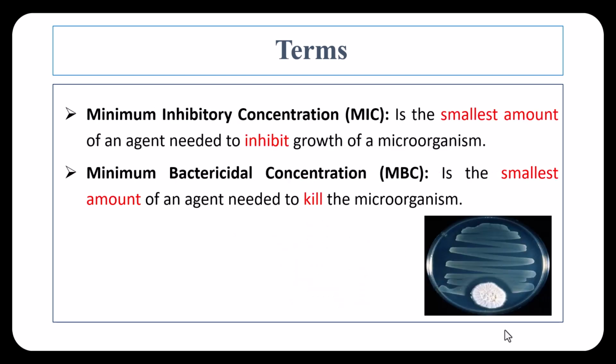And the minimum inhibitory concentration means the smallest amount of the antibiotic needed to stop bacteria growth, while the minimum bactericidal concentration is the smallest amount needed to kill bacteria. So the difference between these two terms is important to understand. Minimum inhibitory concentration is the smallest amount of the antibiotic that inhibits growth of the microorganism, while minimum bactericidal concentration is the smallest amount that kills the microorganism.